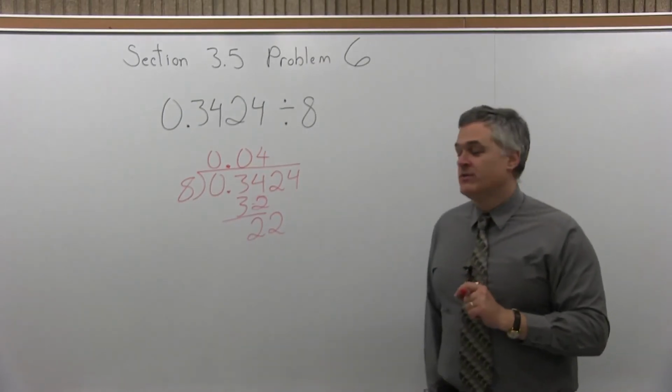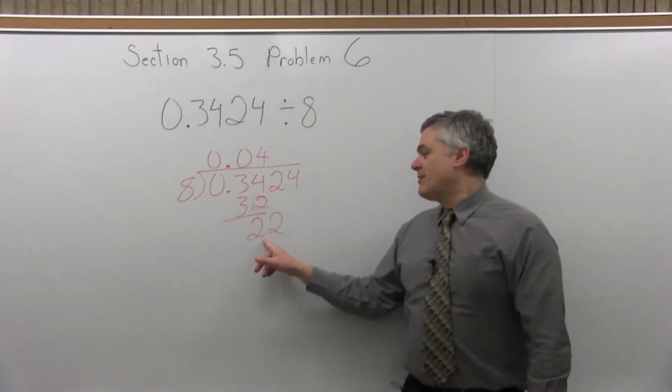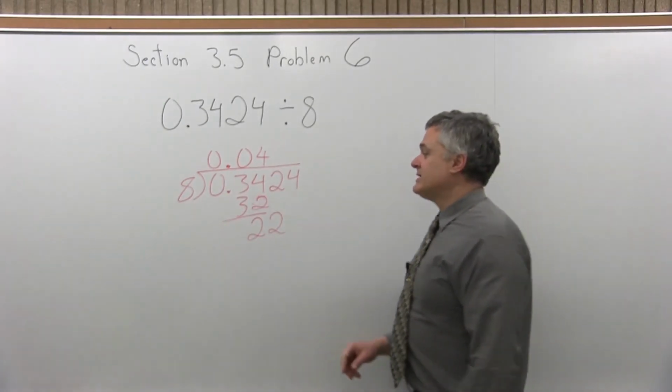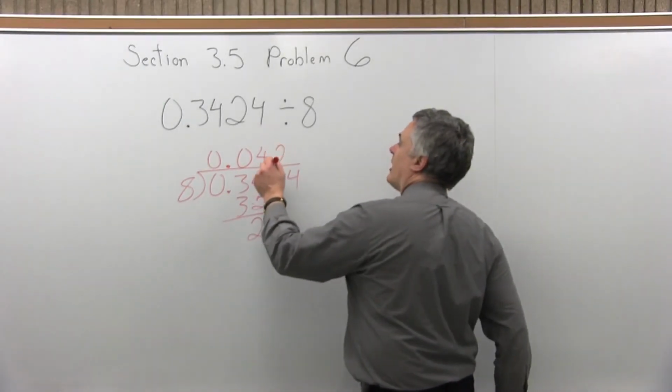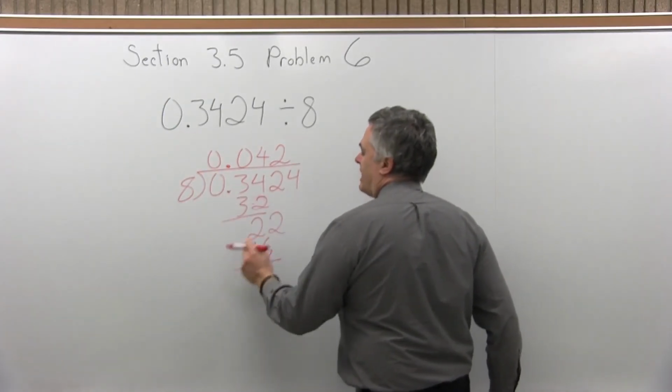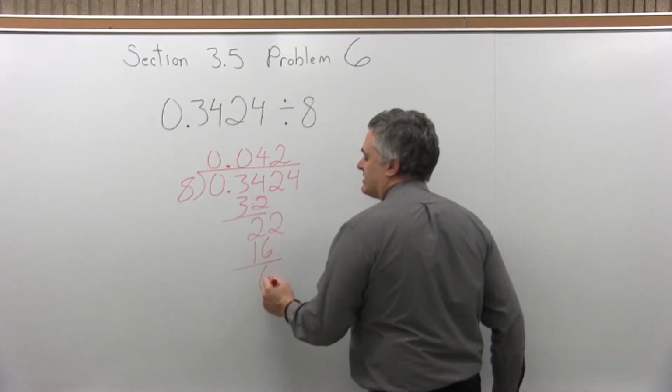So I have 22. 8 will fit into 22 how many times? Well, 3 8s is 24. That's a little too big. 2 8s is 16. So it'll fit in twice. 2 times 8 is 16. And now 22 minus 16 is 6.